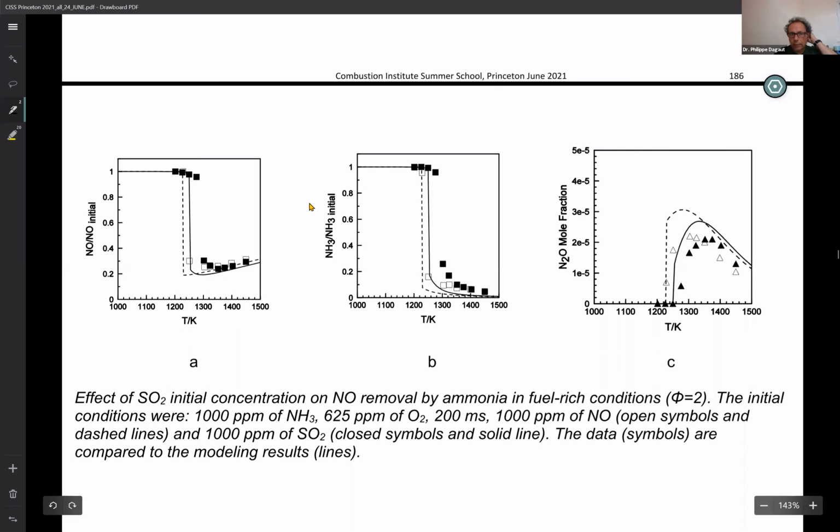And this is an example. So this one was still at fuel lean, and here it's in fuel rich. So excess of fuel compared to the amount of oxygen. And when we introduce SO2, you see that the reactivity is shifted towards higher temperatures. It's also here for formation of N2O.